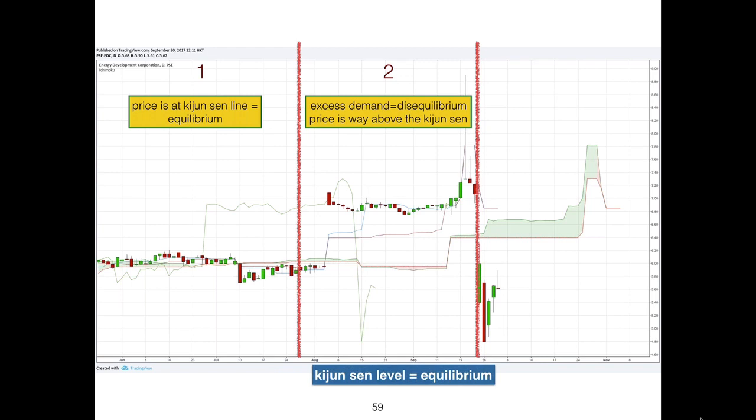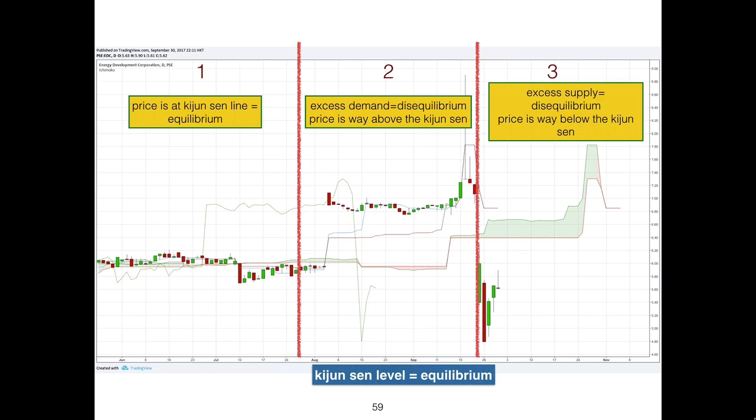So it's way above the Kijun-sen line. In phase 3, the demand wanes out. There is a surge in supply. So the prices drop way below the Kijun-sen line. This is still in a state of disequilibrium.